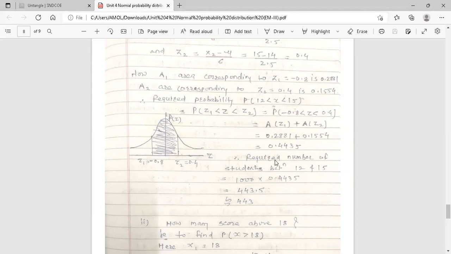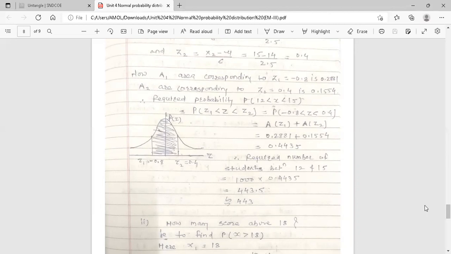And you just do the addition of area of Z1 plus area of Z2. It is nothing but 0.4435. This is the probability between Z1 and Z2. And so the required number of students between 12 and 15 is equal to, now you multiply this probability by 1000, and it is equal to 443.5, which means approximately 443. So the number of students is 443 out of 1000, with a score between 12 and 15. This is your answer. Okay.